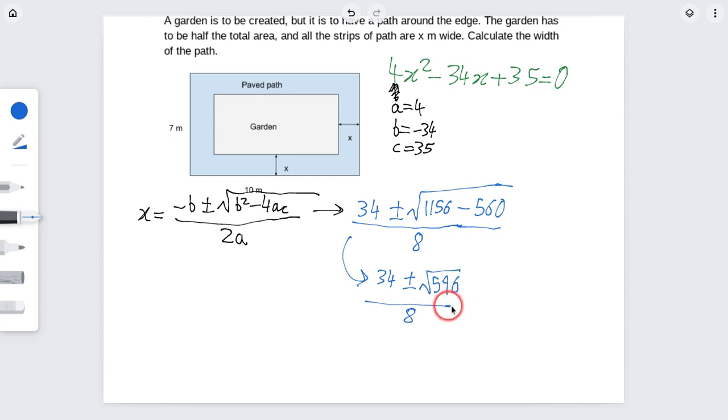596 right here. Now I'm just going to use my calculator right here, and I'm sorry I can't really show it because I have it right in front of my face. So actually we're going to get two values from this one. I'm just going to change colors here.